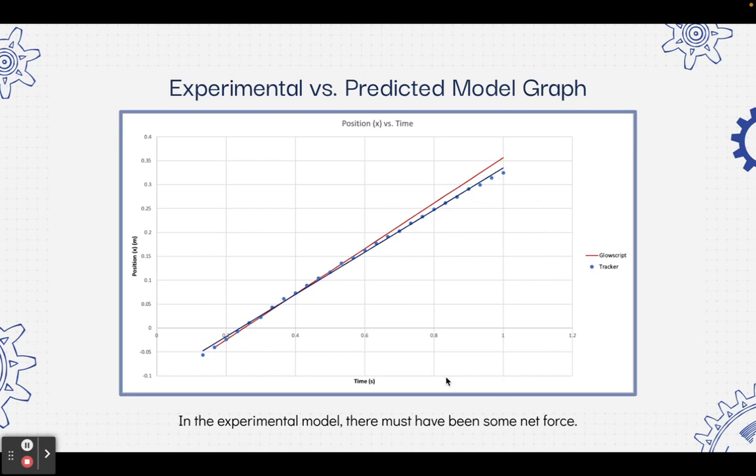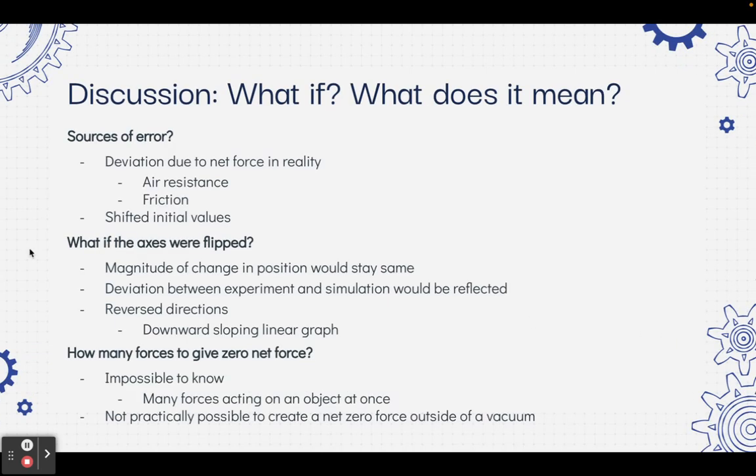We can say that this was because there must have been some net force causing the system to decelerate over time. So some sources of error may include deviation due to the net force. We said that air resistance and friction were negligible, but in reality, they do affect a system and did cause the ball to slow down. Also, the tracker software had shifted initial values. You saw that they did not equal 0. So those may have affected the accuracy of the model.